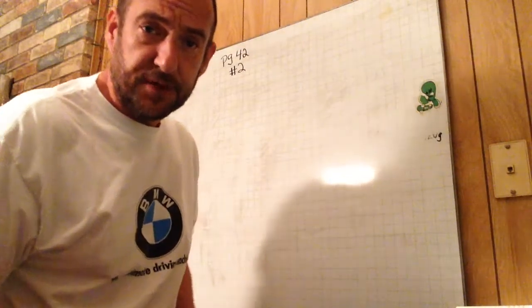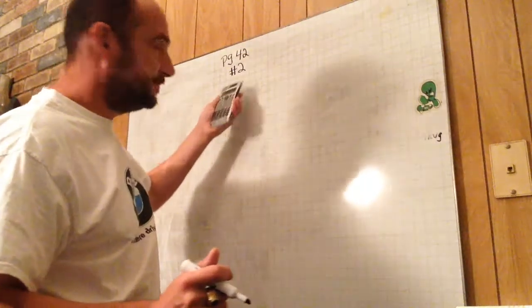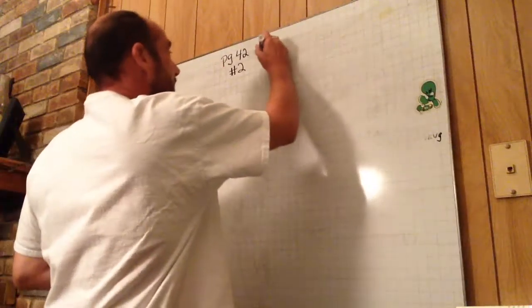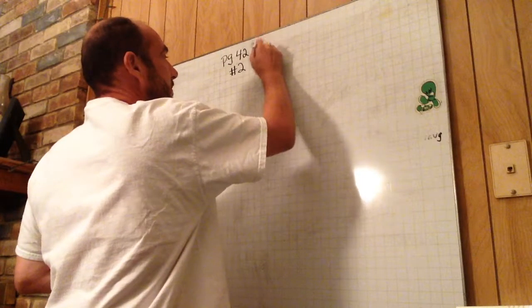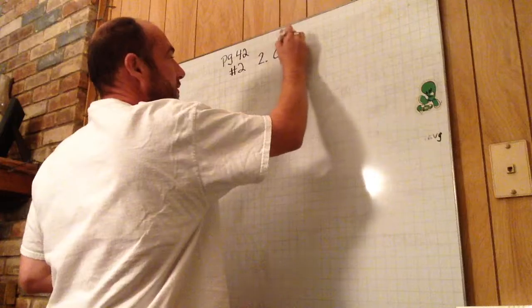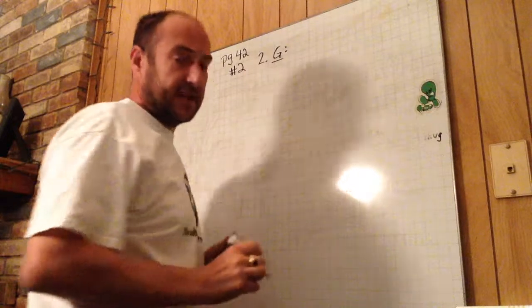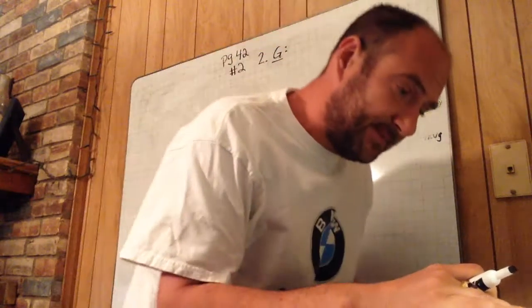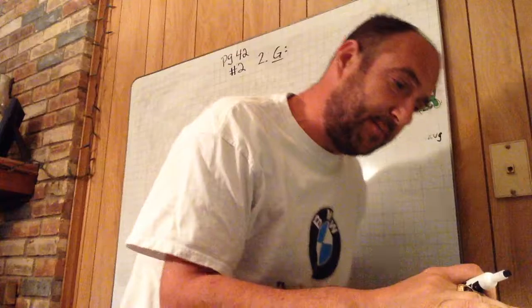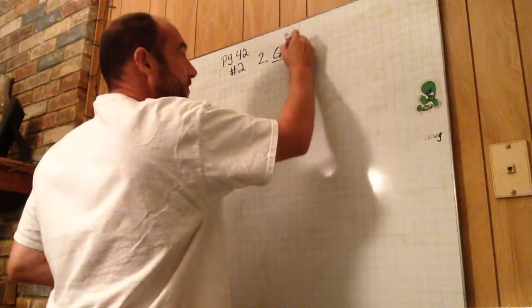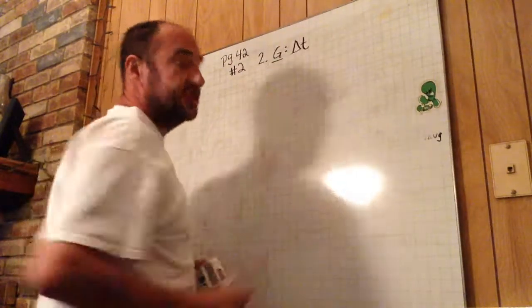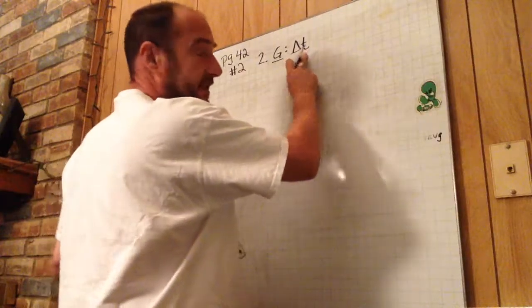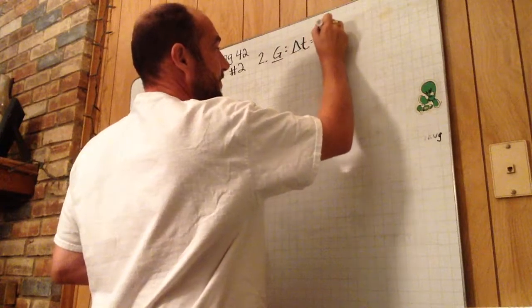Alright, so we're back with page 42, number 2, as listed on the board. First step for problem number 2 is to define the givens. This one's going to take a little bit of time. Joe rides his bicycle in a straight line for 15 minutes. So right there I get my change in time, T for time, 15 minutes.